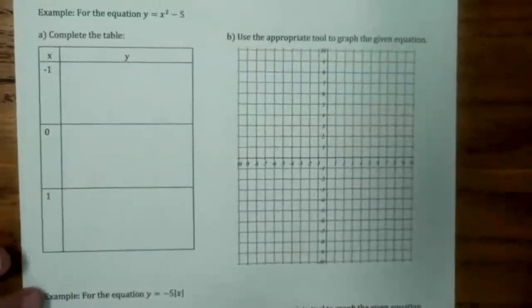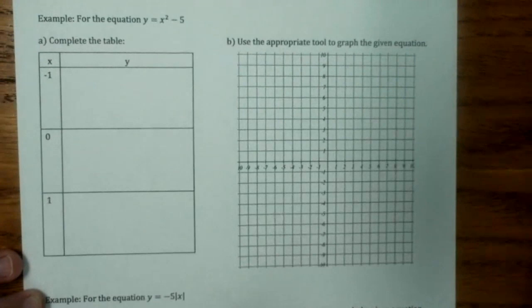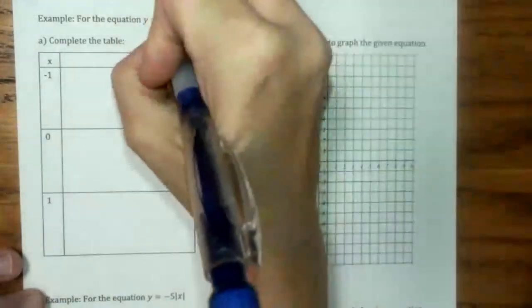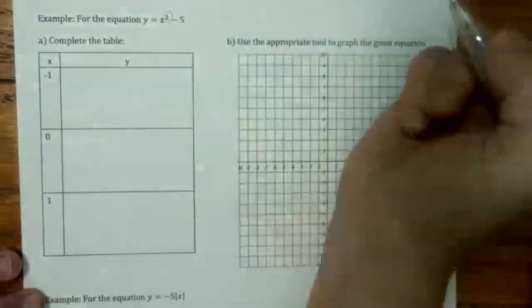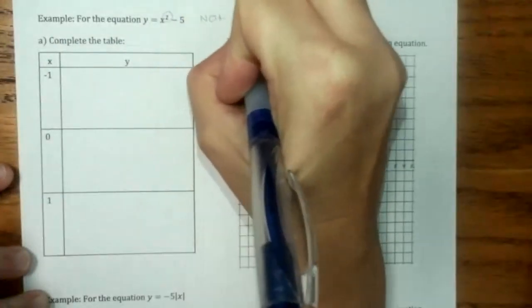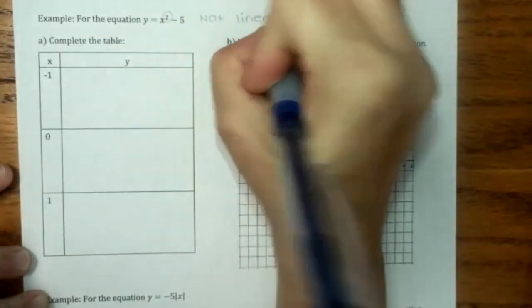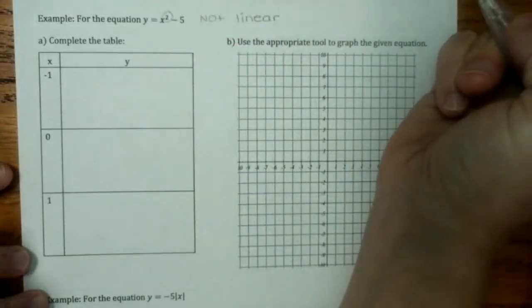All right, let's keep rolling. Last page for this section. It says, for the equation y equals x squared minus 5, complete the table and then use it to graph the equation. I have y equals x squared minus 5. Now, just looking at this, I have x squared. Because of that exponent of 2 on my variable, I notice this is not going to be linear. So it's not going to be a straight line whenever I graph it. Just keep that in the back of your mind.